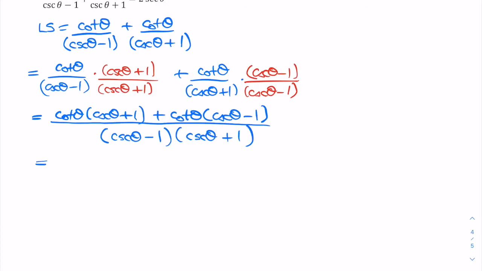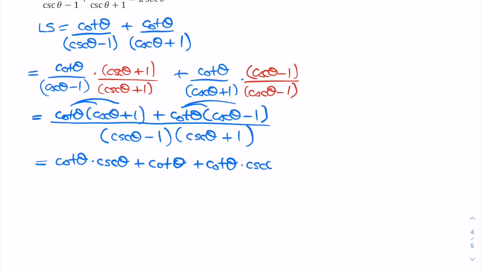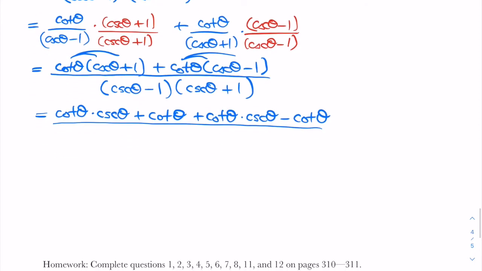So if I distribute in the numerator, we're going to have cotangent theta multiplied by cosecant theta plus cotangent theta, okay, just using the distributive property, plus cotangent theta multiplied by cosecant theta, take away cotangent theta, which is all over our common denominator, which I'll just rewrite for now.